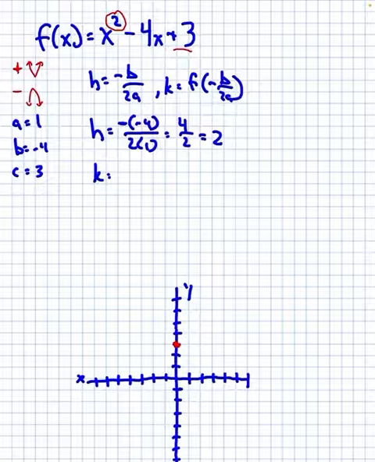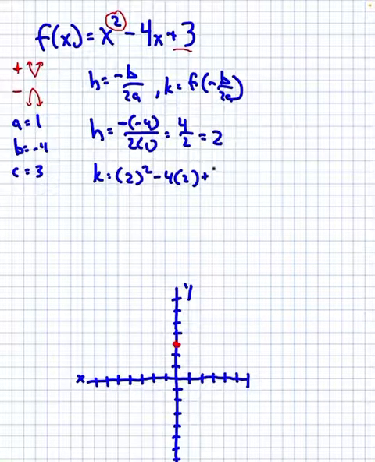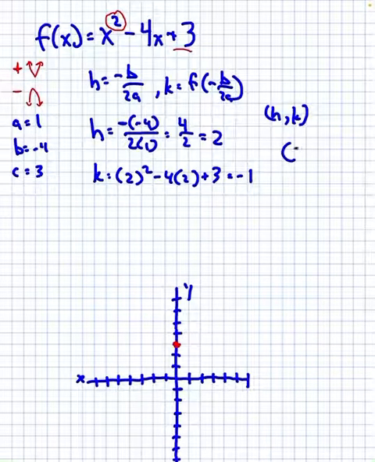So now, 2 squared minus 4 times 2 plus 3. That's going to give me 4 minus 8, which is negative 4, plus 3, which is negative 1. So my vertex, H, K, is going to be 2 and negative 1. So once again, I'm going to come over 2 units and down 1 unit. That's 2 and my negative 1.